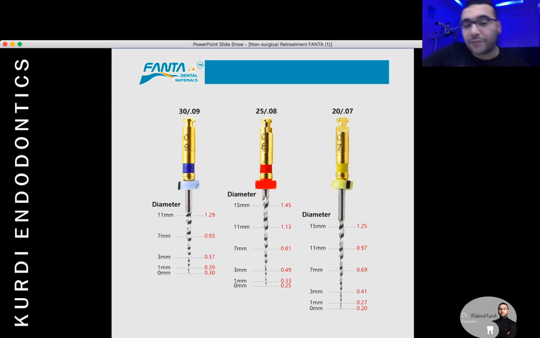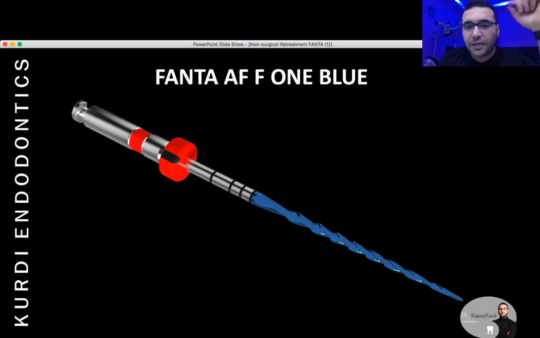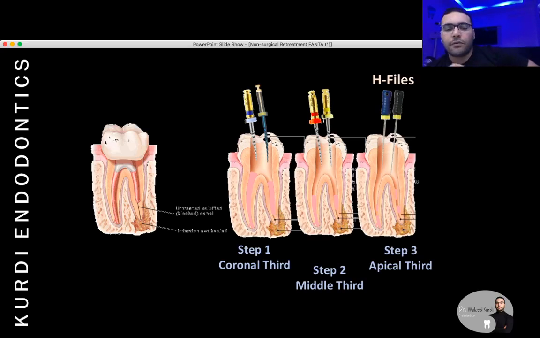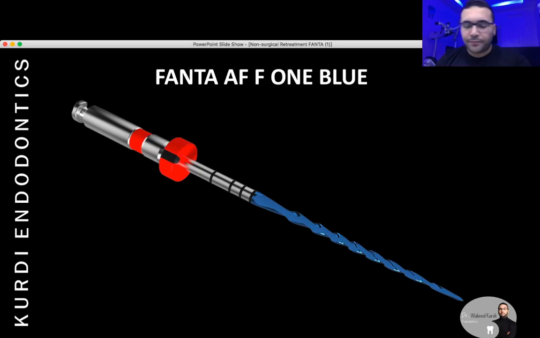But before we move on from this part, I will mention here my gutta-percha removal technique and protocol. I always remove the gutta-percha in the coronal third with the first file of the retreatment kit, or even with an orifice opener from Fanta, especially the Fanta AFF1 Blue, because of the flat side design. So, back again to the files that I will use in retreatment to remove the gutta-percha in curved canals: I will use Fanta AFF1 Blue.